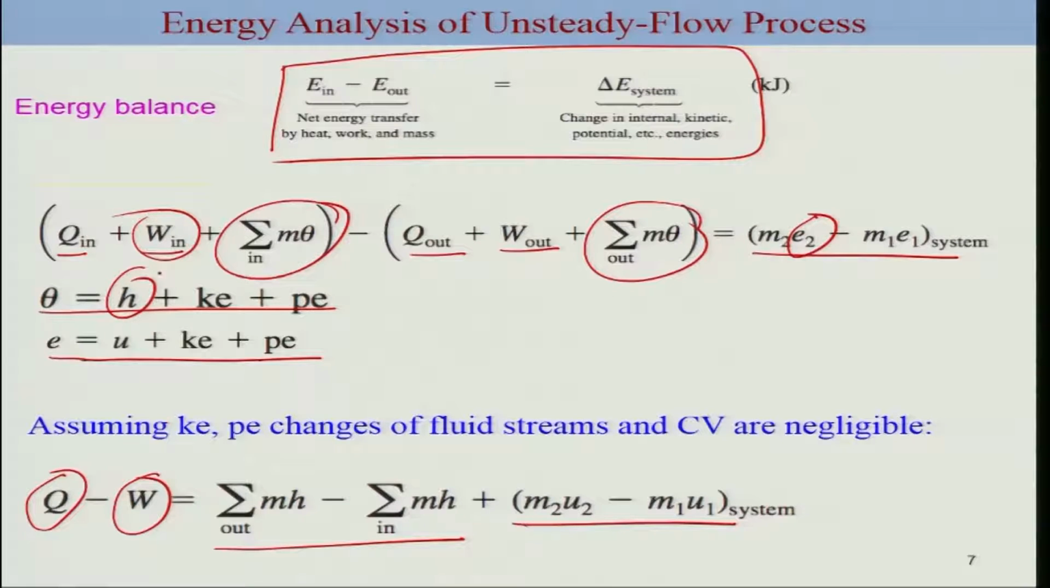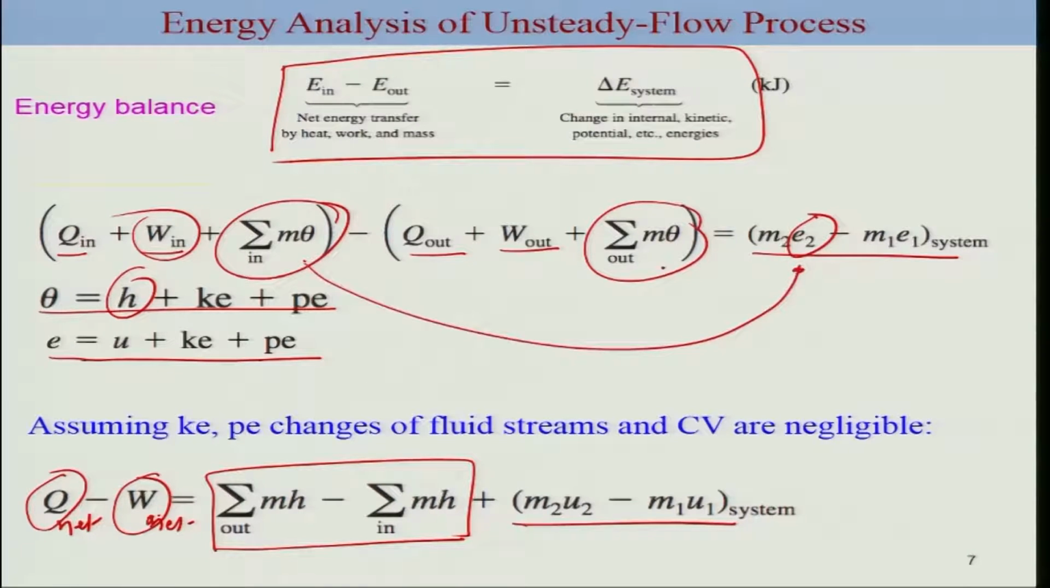Essentially what we have done is Q in minus Q out becomes the net heat in, and W out minus W in becomes the net work done. That should be equal to the change in the flowing energy, which means we are taking this term to this side and this to this side, and then we get this expression. So this is your final energy analysis of the unsteady flow process.